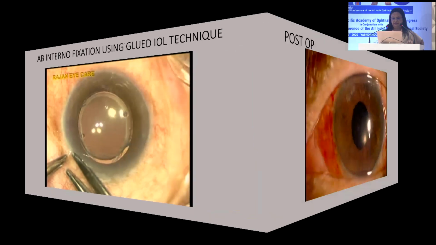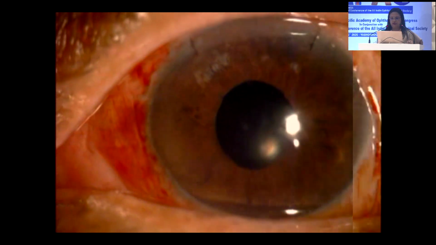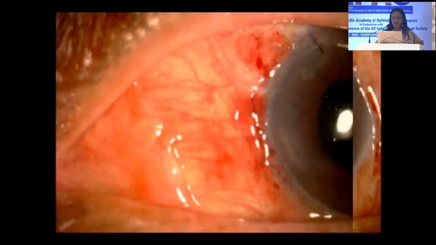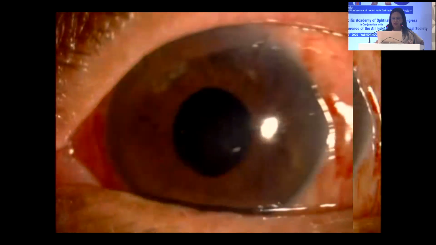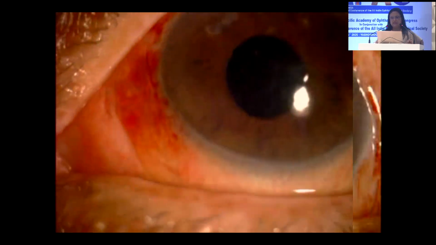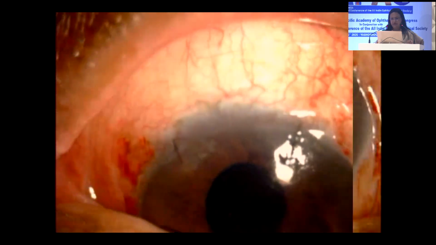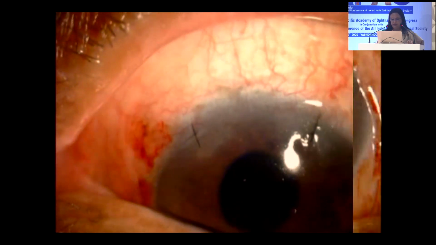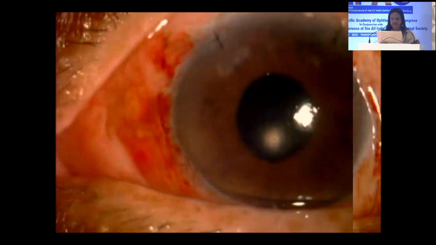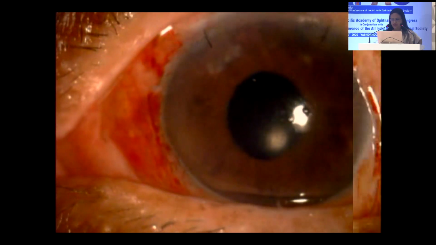This is the post-operative video of the same patient. You can see that on movement of the eye, there is no movement of the IOL, and he regained his 6/6 vision and he was very comfortable with it. We have almost about 7-8 years of follow-up with this patient, and he's doing very well.